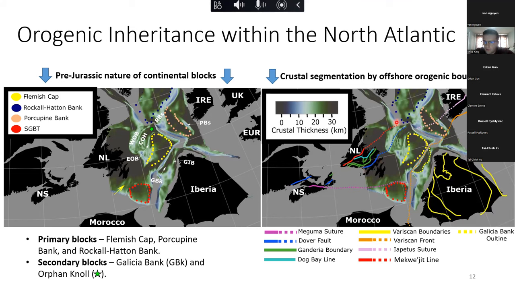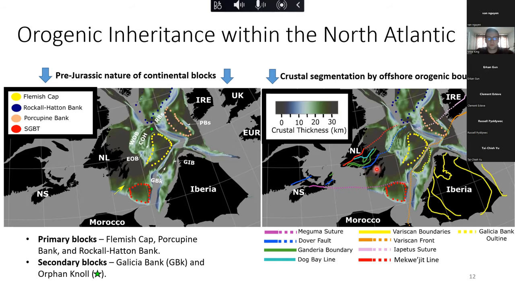So if we focus on the Orphan Basin shown right here, and we look at the West Orphan Basin in particular, we can see that this area of relatively lower and weaker crustal thickness trend actually corresponds quite well to the offshore extension of this blue fault right here, referred to as the Dover Fault, and also this red fault right here, referred to as the Beckenridge line. So it's potentially saying that these orogenic boundaries really do play a key role in terms of the pre-Jurassic plate of the Atlantic here.